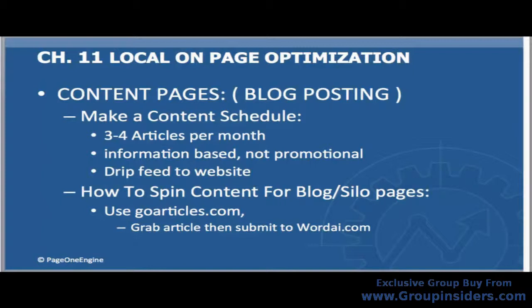Now let me show you how I spin content for all my blog and content pages. These are the silo pages, not the top of the silo, but the inner silo pages. First, I'm going to go grab an article from goarticles.com, and then I'm going to simply submit it to wordai.com, spin the article, and just take the article and go publish it. It's really easy. Let me show you how I do it.